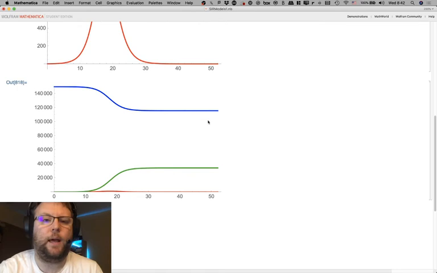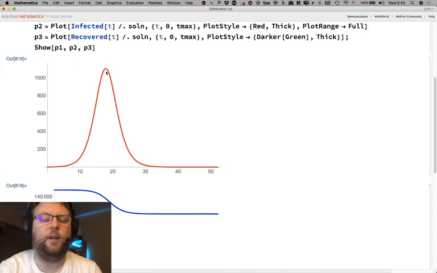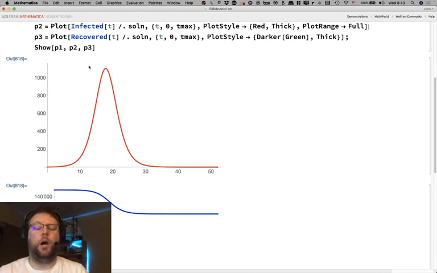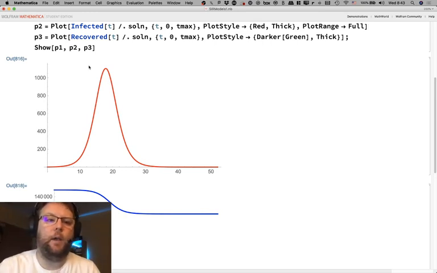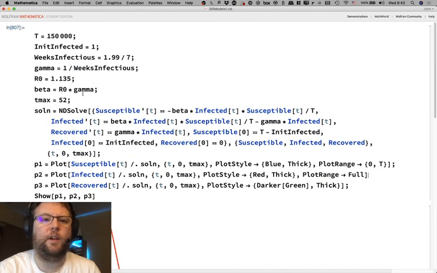So when I plot all three together with a population of 150,000, it looks just like a blip. This is why I plotted it separately up here, so that we could get a sense for the maximum number of infected people at any given time. It starts off down here at the lower left with one infected person, and then it spikes, up to maybe 1,100, 1,200, something like that, and then it, of course, dies back off. The reason it dies back off is because now there are fewer susceptible people for the virus to go around with.